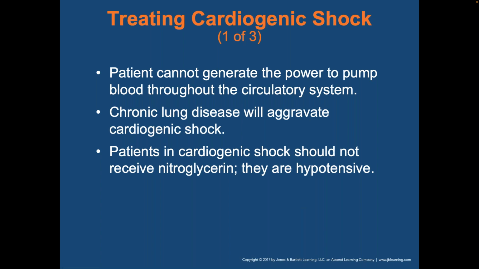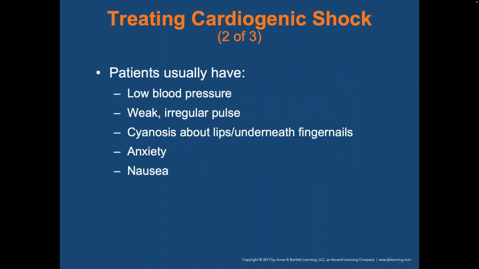The patient may have taken nitroglycerin before EMS arrived and may want to take more. Patients in cardiogenic shock should not receive nitroglycerin. By definition, they are usually hypotensive. Patients will usually have low blood pressure, a weak, irregular pulse, cyanosis about the lips and underneath the fingernails, all right? Anxiety, nausea.